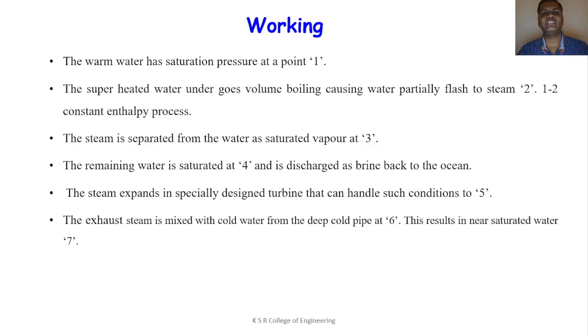Here the warm water is saturated at point 1. The superheated water undergoes volume boiling, causing the water to partially flash at point 2. The steam is separated from the water as saturated vapor at point 3. The remaining water is saturated at point 4 and discharged back to the ocean. The steam expands in a specially designed turbine that can handle such conditions at point 5. The exhausted steam is mixed with the cold water from the deep cold pipe at point 6. The result is near saturated water at point 7.